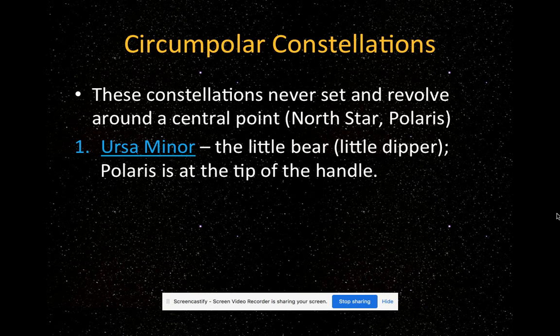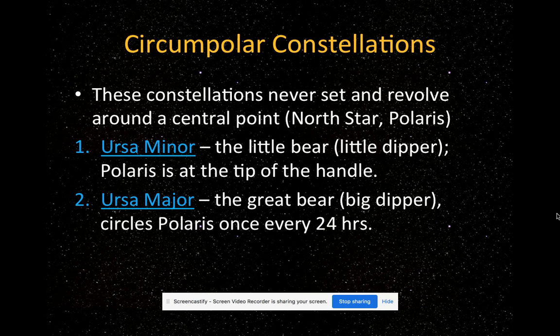Okay, so circumpolar constellations never set and revolve around a central point. Like the North Star, which is called Polaris, that is going to be the star that everything revolves around. So they never set in the night sky, they just revolve around that one point.